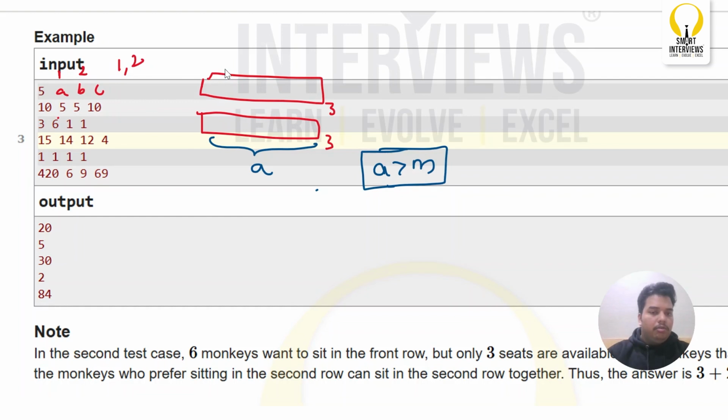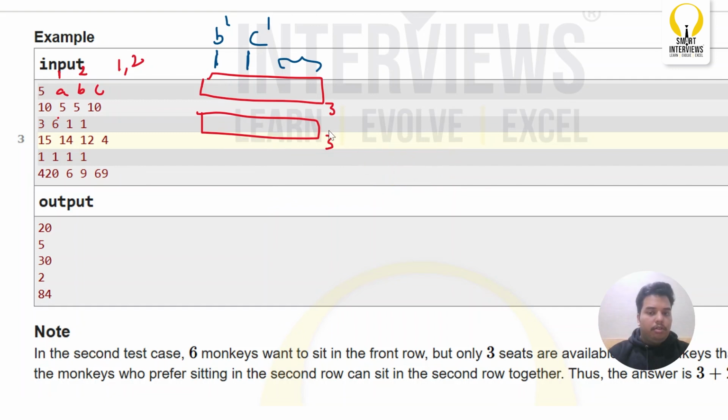In the second row, one person of B, one person of C, and one seat is still empty. So that means total of 3, 1, 1, 5, which is correct. So the problem is quite simple. You can also go through the other test cases.